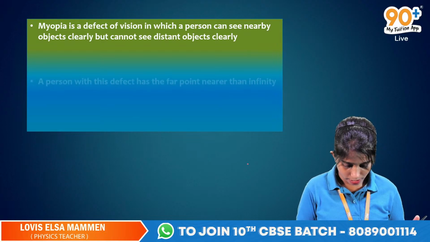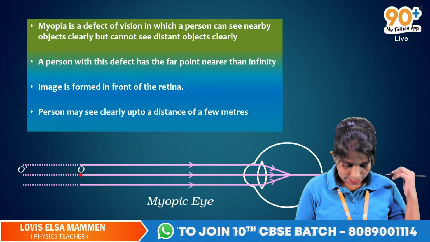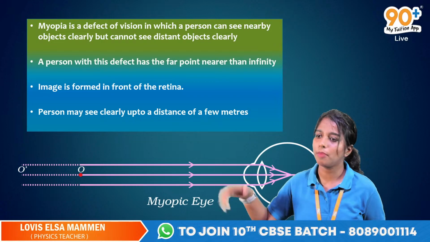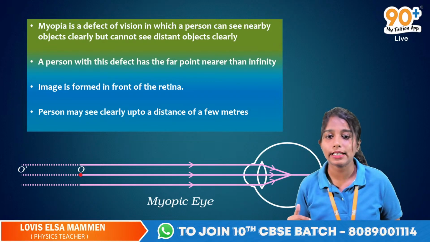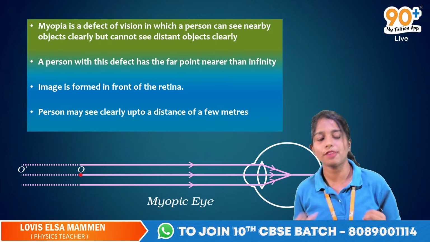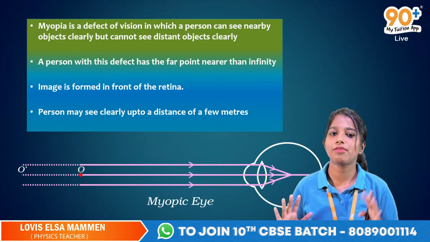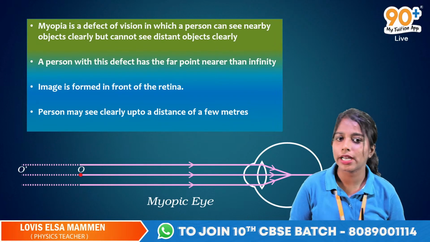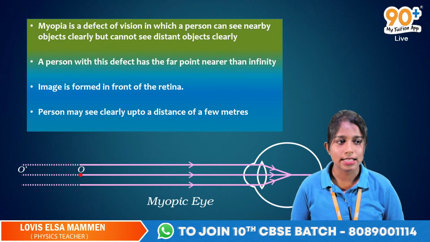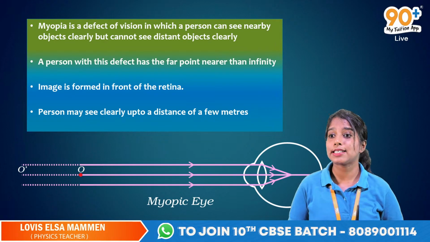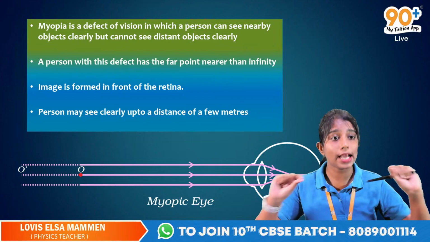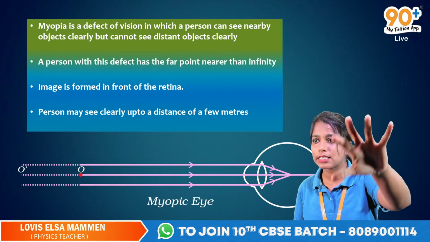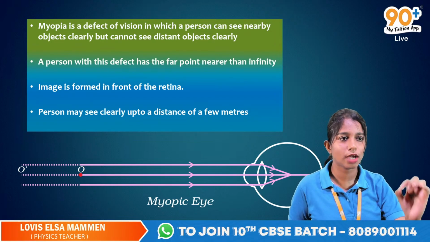Look here. I'll show you a figure. This is the figure of a myopic eye. Okay, this is the case of a myopic eye. So normally we know that the far point of a normal eye is at infinity. We have studied about near point and far point in the last class. So in the case of a normal eye the far point is infinity. That means he or she can see distant objects, even if they are kept at infinity.